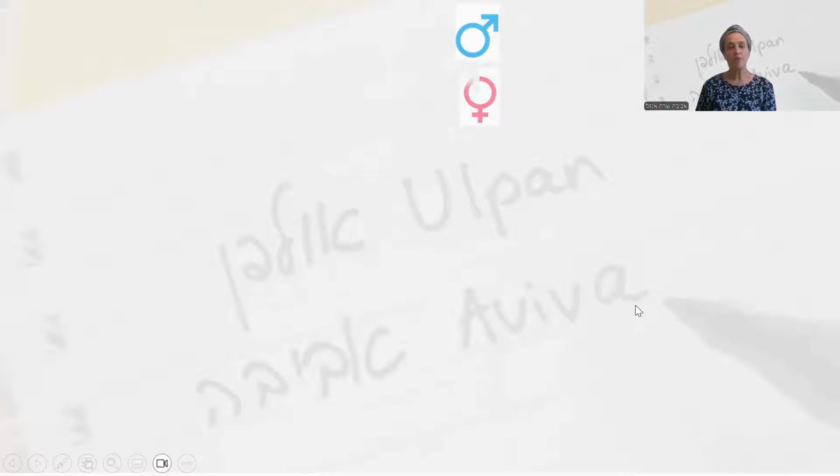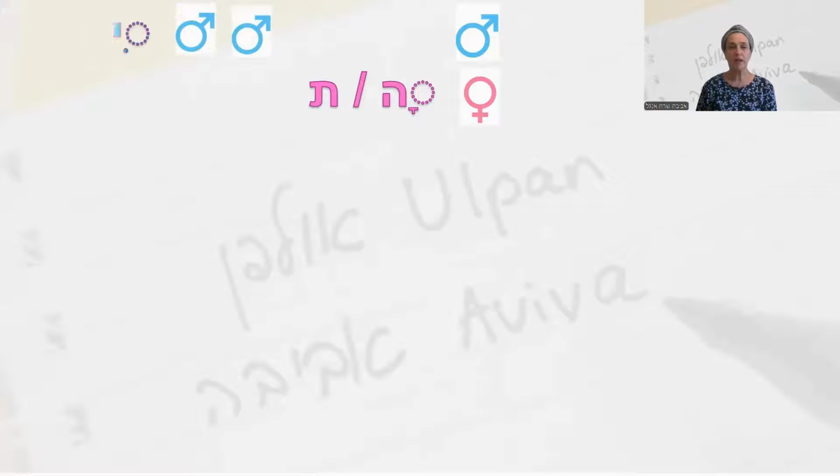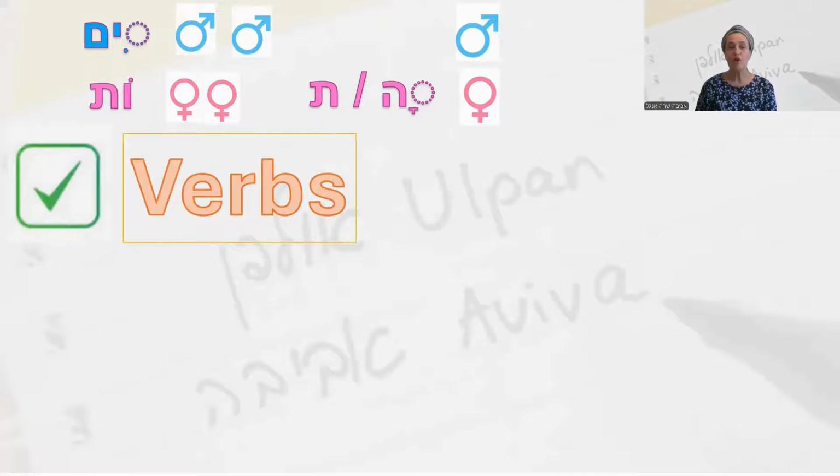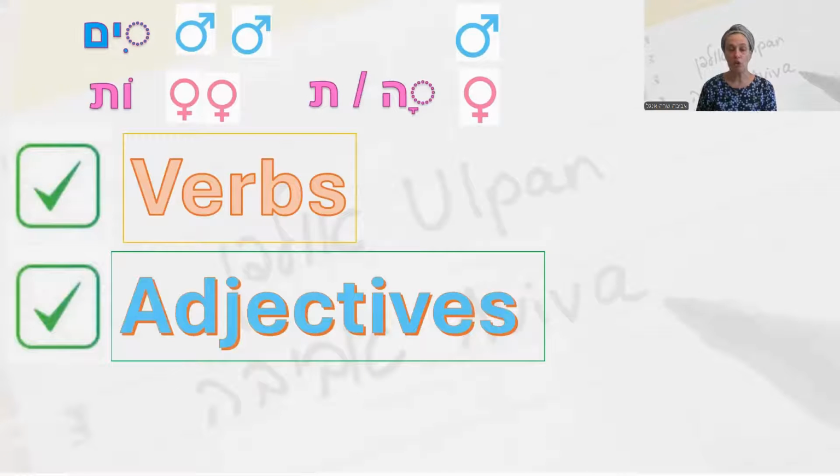We know that in Hebrew, gender is important. In masculine, we tend to not have endings. In feminine, we tend to have an ending a or taf. For plural masculine, the ending is usually im, and for plural feminine, the rule is usually ot for the pluralization. This is true for the verbs, always, and for the adjectives, always.